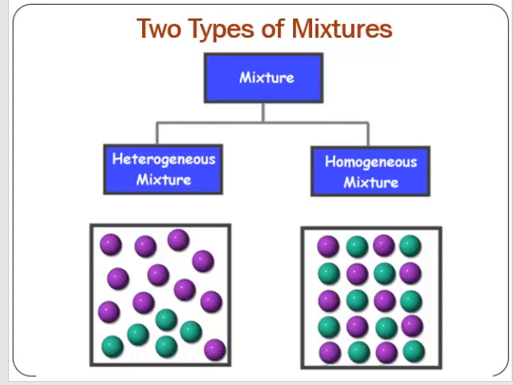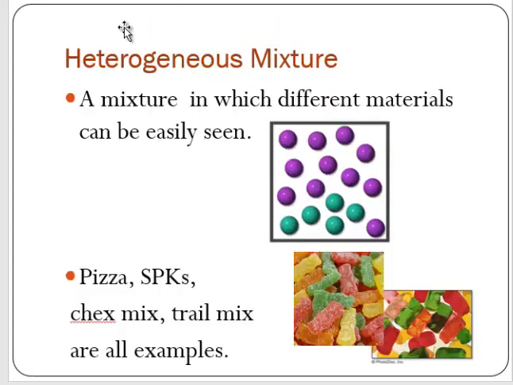So to talk about those a little bit further, let's talk about heterogeneous mixture. This is a mixture in which different materials can easily be seen. If you have a mixture here, such as my favorite Sour Patch Kids, right here, I can pick out the green Sour Patch Kid from the red Sour Patch Kid, from the yellow, from the orange. You can literally see that they are physically different. You can separate them out. This is an example of a heterogeneous mixture. Same thing over here for one of my second favorites, the gummy bears. You can pick out the different ones.